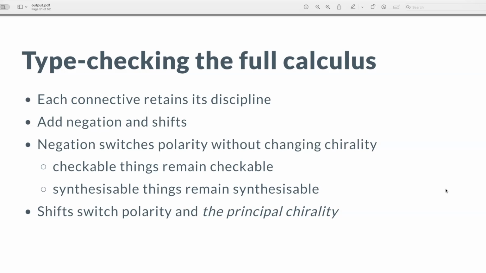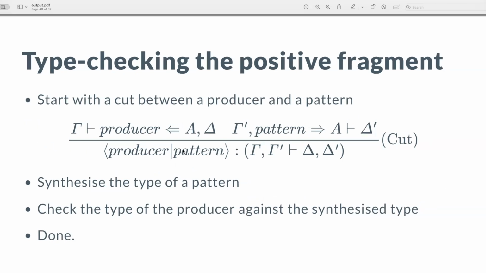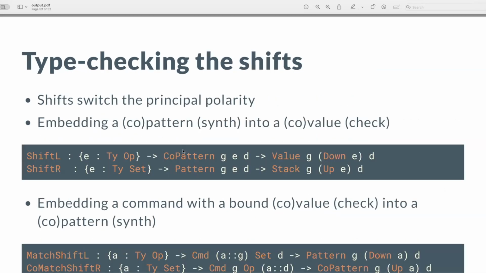However, shifts switch polarity and what I call the principal chirality. And this is the key idea, that there is a duality between the simple stuff that we focus on and the patterns or co-patterns consuming it. In the positive fragment, the principal chirality is the producers. And in the negative fragment, the principal chirality is the consumers. And what the shifts do is they shift between them. The left shift embeds a co-pattern into a value, and the right shift embeds a pattern into a stack.